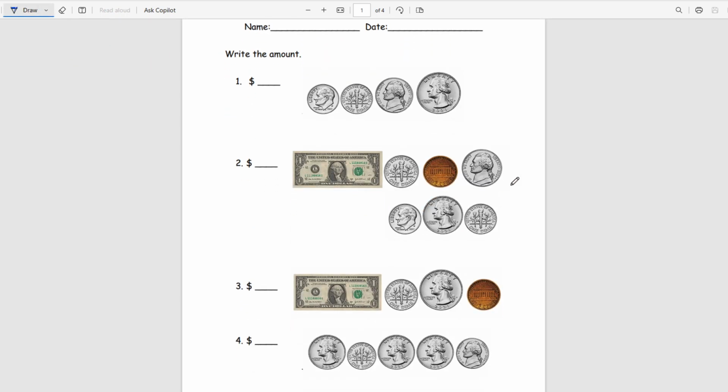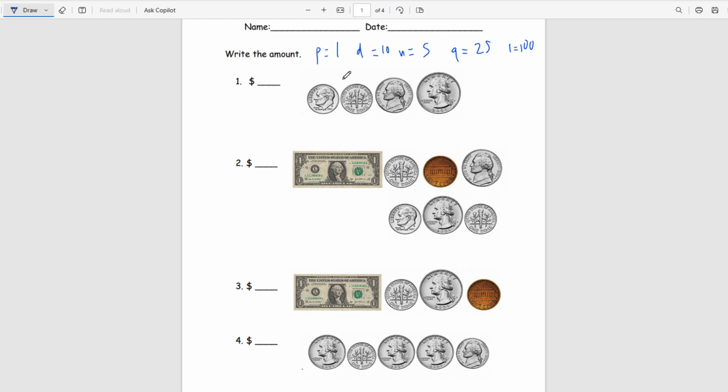And if we know our coins, we know that a penny, let me write it down right here, a penny is equal to 1 cent. A dime is equal to 10. A nickel equals a 5. And a quarter is equal to 25. And if we're counting a dollar bill, $1 is equal to 100.